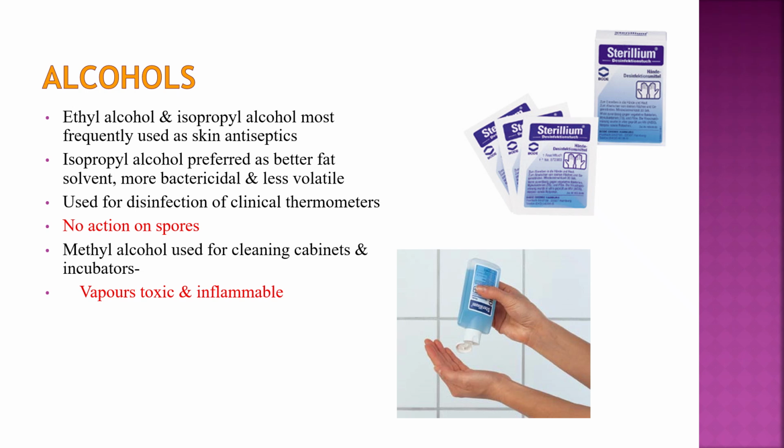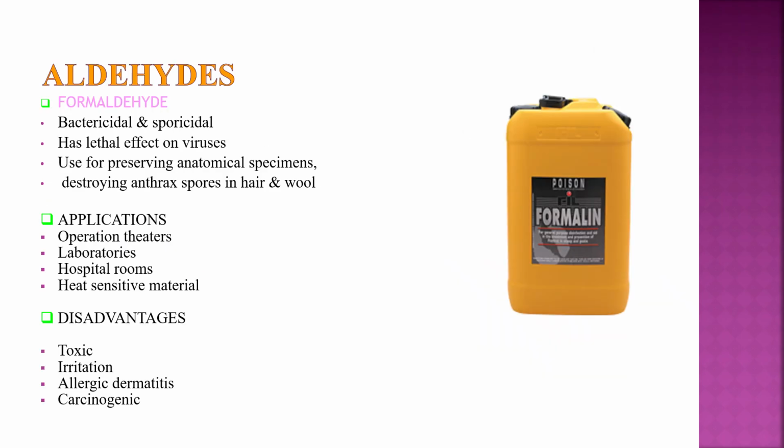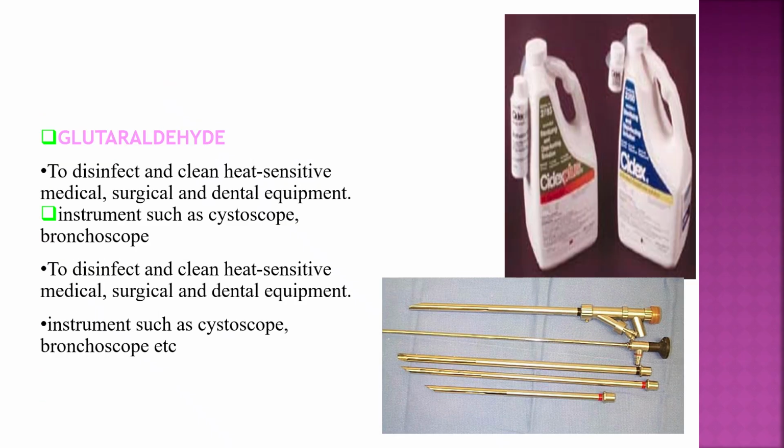First, alcohol. Nowadays we are using it as a sanitizer. It is 70 to 80% alcohol, and it kills all the viruses. Then aldehyde, formaldehyde, which is used to prepare formalin, and then it can be used as a preservative in histopathological specimens. Then glutaraldehyde, which is usually used to disinfect heat sensitive instruments like cystoscope and bronchoscope.